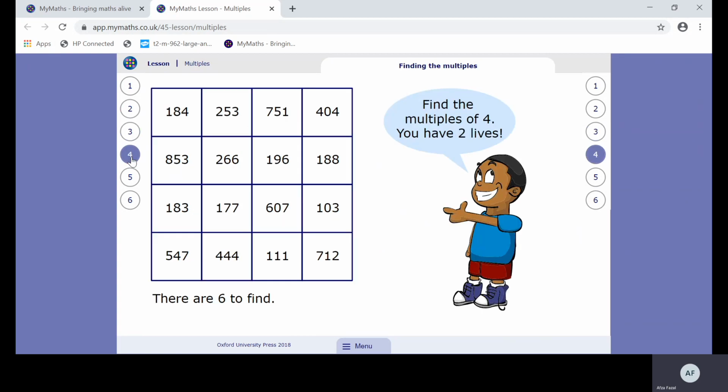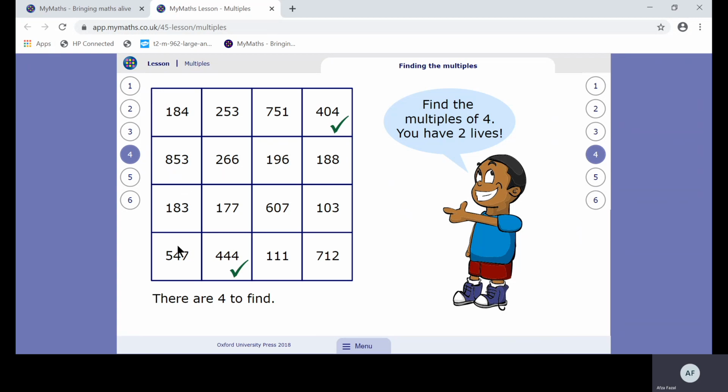Find the multiples of 4. You have 2 lives. There are 6 to find. So remember, if you half it and it's even, then you can divide it by 4. So I'm going to pick 266. If I half that, it's 133. Now that's odd, so that means it's not divisible by 4. I've got 444. If I divide that by 2, it's 222. That is divisible by 4. So I've got 5 left to find. 202, that's divisible by 4 then.